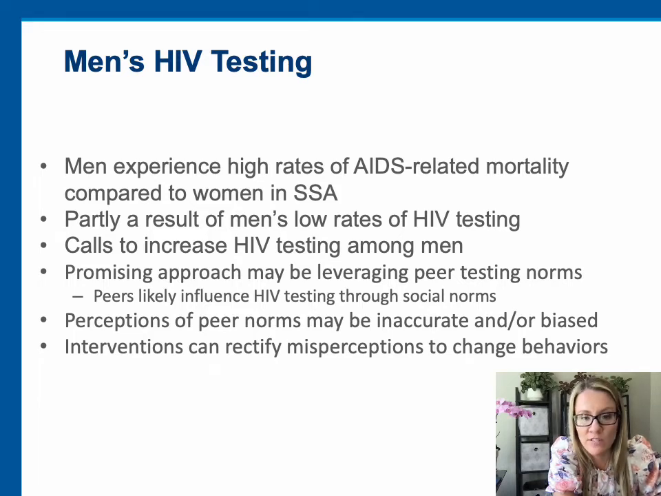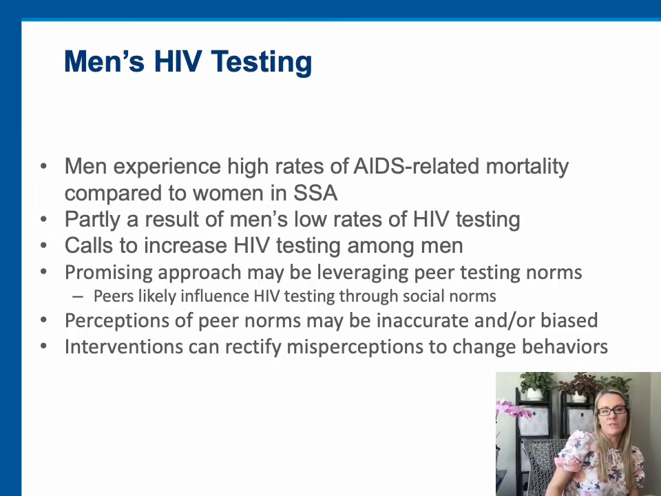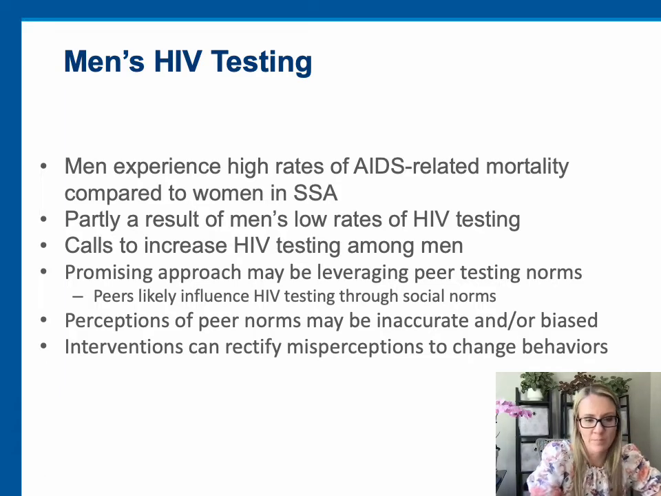Given their increased risk for AIDS-related mortality and this important role of testing, there have been several calls to increase men's testing in this region and to understand barriers, facilitators, and what we can do. One promising approach could be leveraging peer testing norms. We have data that peers play an important role in shaping young men's health behaviors, including their decisions to test for HIV, and we know that HIV testing behaviors tend to cluster together in peer networks, including in our own. So we thought we had a unique opportunity to look at how perceptions and misperceptions of friends' norms could help inform future intervention approaches.